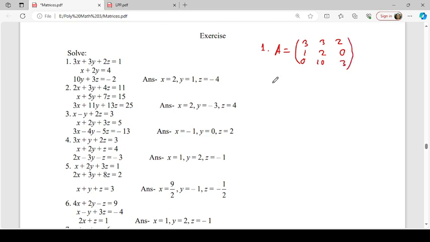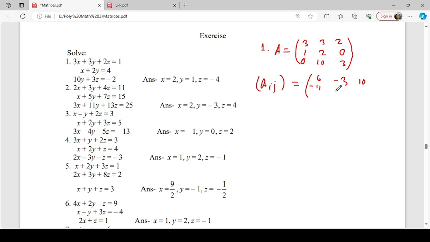So A is this. So we find Aij. Cofactor of 3 is 6. Cofactor of 3 means A11. Cofactor of A12 is 3, it is minus 3. Cofactor of A13 is 10. Then cofactor of A21 is 9 minus 20, it is minus 11.